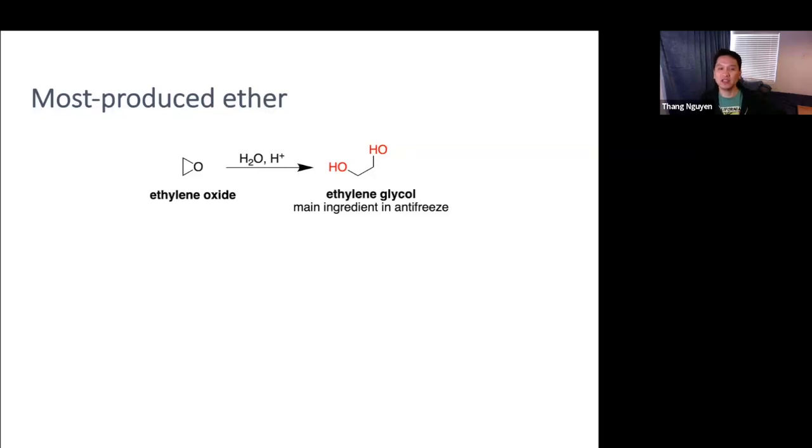The most produced ether, however, is this ethylene oxide. The reason for that is because it is used in a reaction with acidic water to create ethylene glycol, the antifreeze we talked about earlier, right? So this ether is also a cyclic compound.